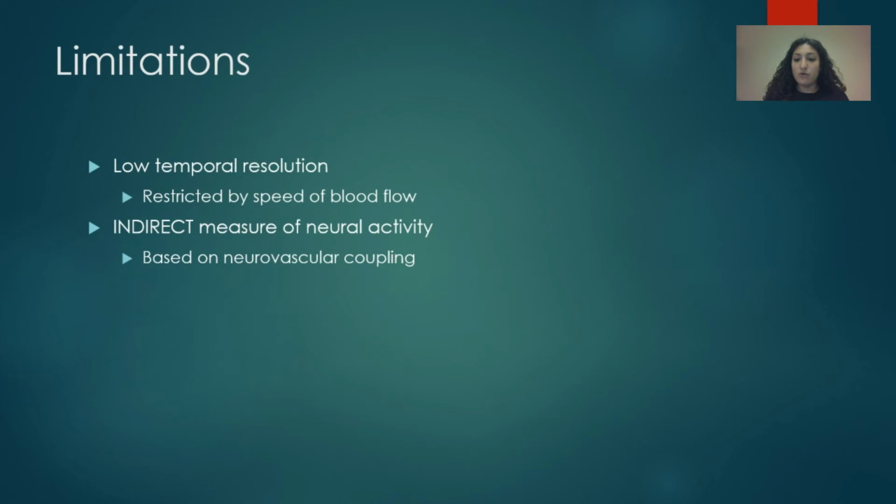fMRI can therefore only determine general activity levels in different regions based on this indirect measure, but it can't determine whether neuronal activity is inhibitory or excitatory, the direction of neuronal signaling, or specific neurotransmitter signaling.